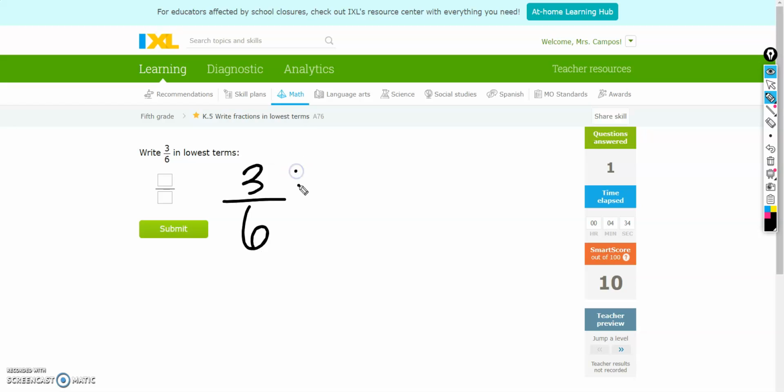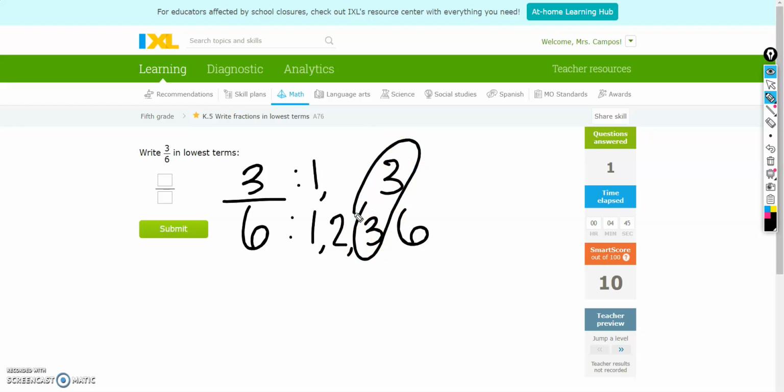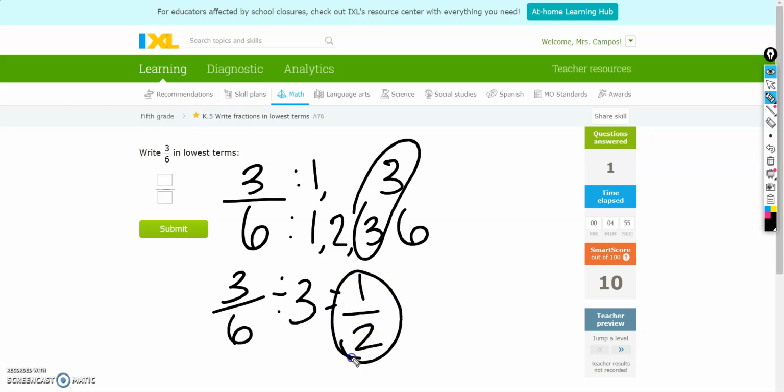You could also do the factors 1 and 3. 2 doesn't work. Then I do 1 and 6, 2 and 3, and I divide each one by 3. So 3/6 divided by 3. So 3 divided by 3 is 1. 6 divided by 3 is 2. So there's that 1/2 again.